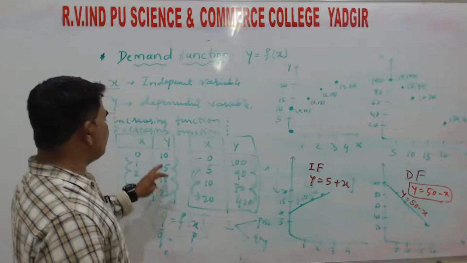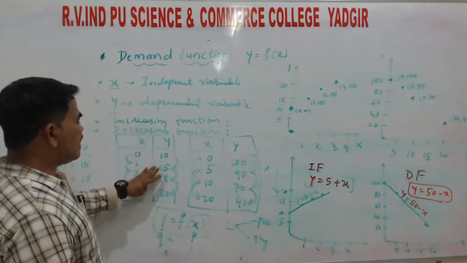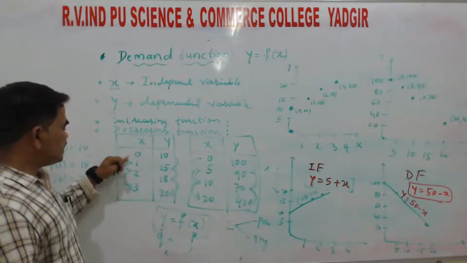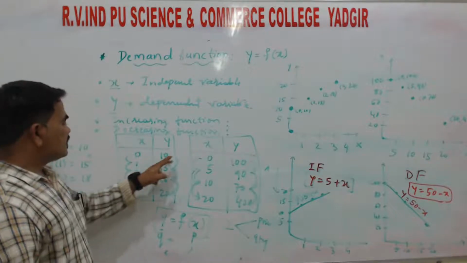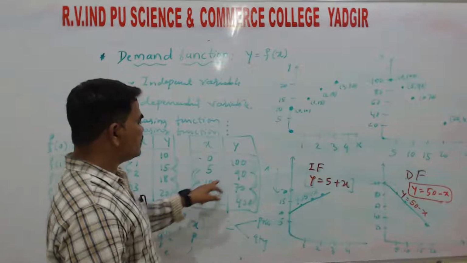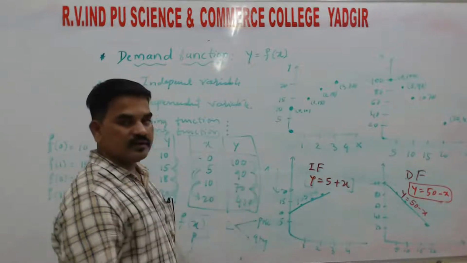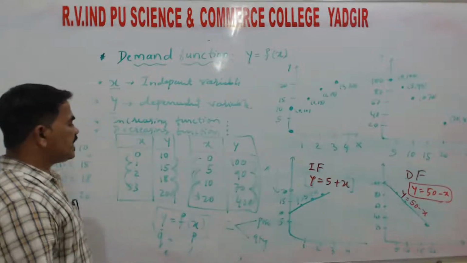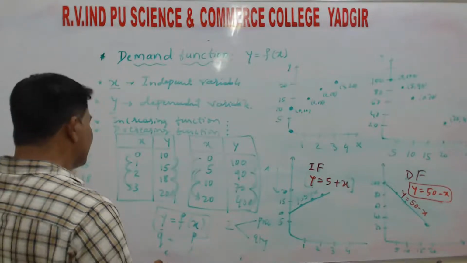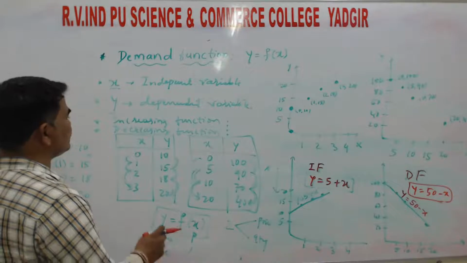So demand function behaves both ways. The demand curve, sometimes when there is an increase in the price, there will be an increase in the demand. When there is increase in the price, there will be less demand for that product. So we can see these two behaviors in the market. So that will be represented here.